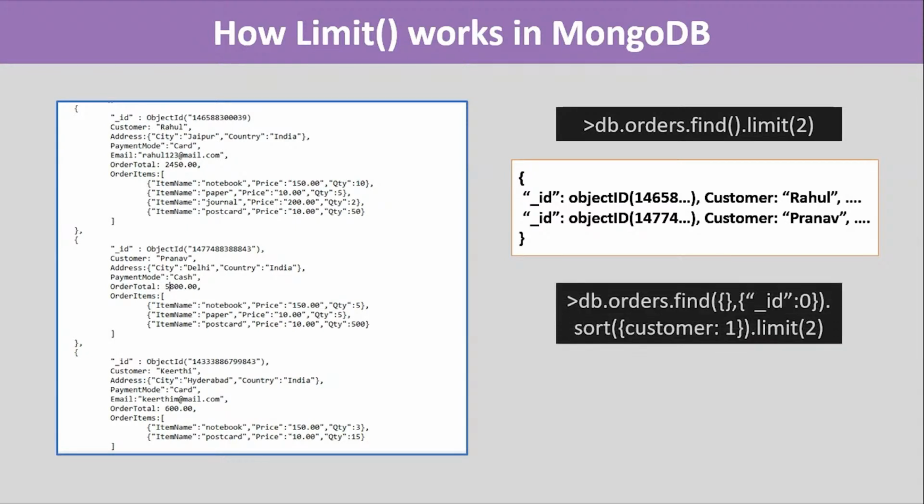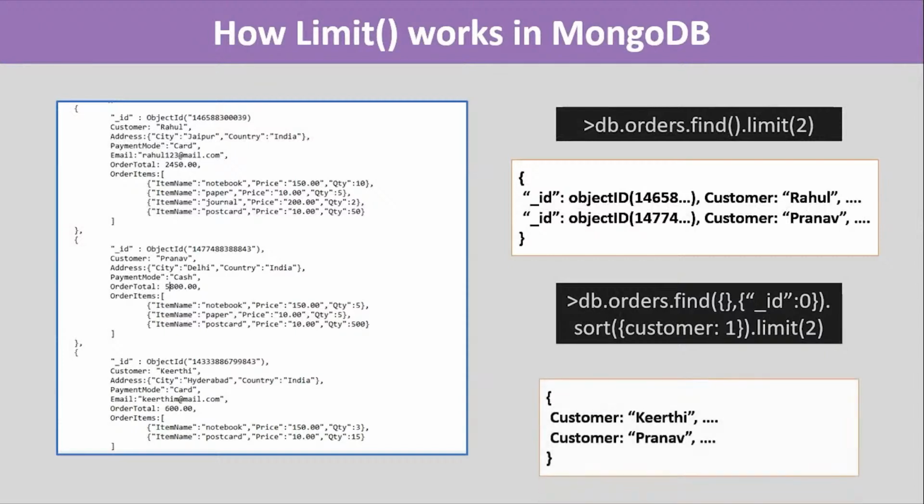Alright, now what if you want to sort as well as limit the data? What I'm doing here is projecting the ID field, keeping it as 0 so that we do not have it in the resultant set. Next, I'm sorting the orders collection based on the customer. So I'm giving customer as 1, which will sort the documents by customer in ascending manner, that is from lowest to highest. And then I'm limiting these documents to only 2 values.